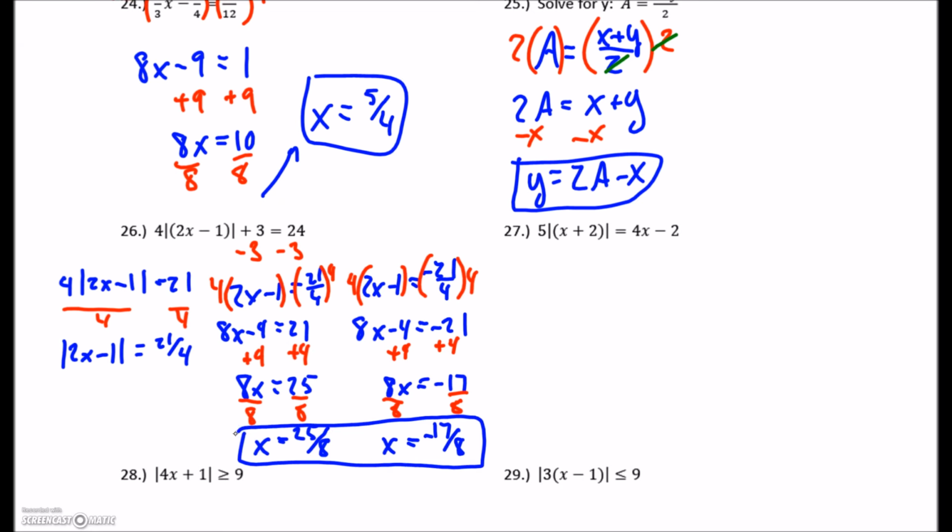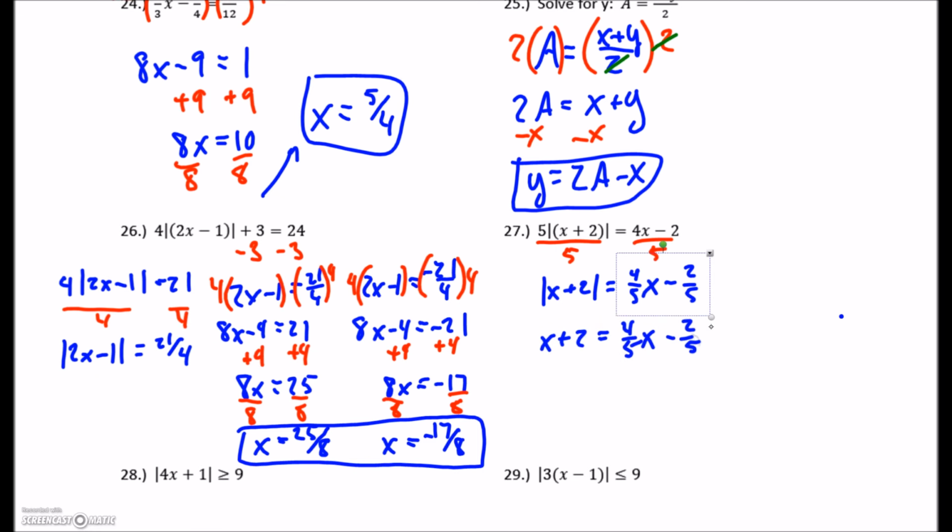If I take a look at the next one, again I want to isolate the absolute value, so I'm going to divide each side by the 5. I'm going to get this absolute value by itself, so I have the absolute value of x plus 2 equals 4/5 x minus 2/5. And then from here, I have to split this into 2 equations. One equation just says x plus 2 equals 4/5 x minus 2/5.